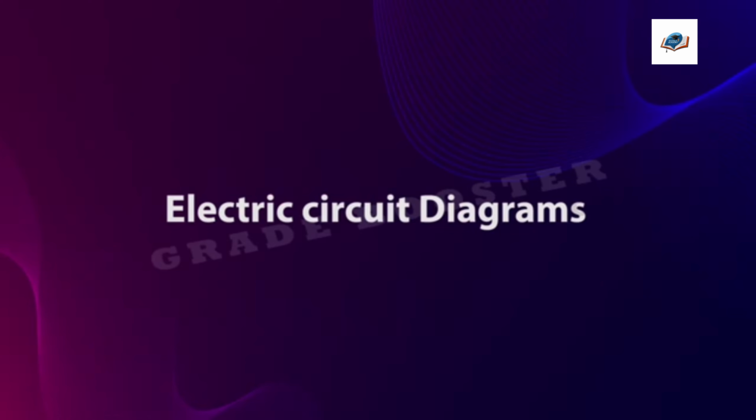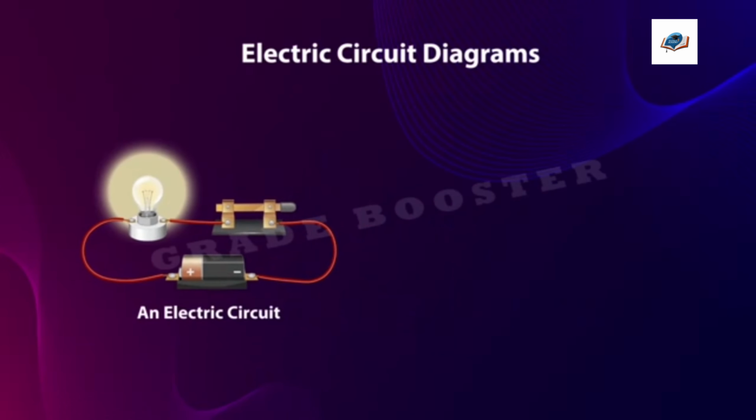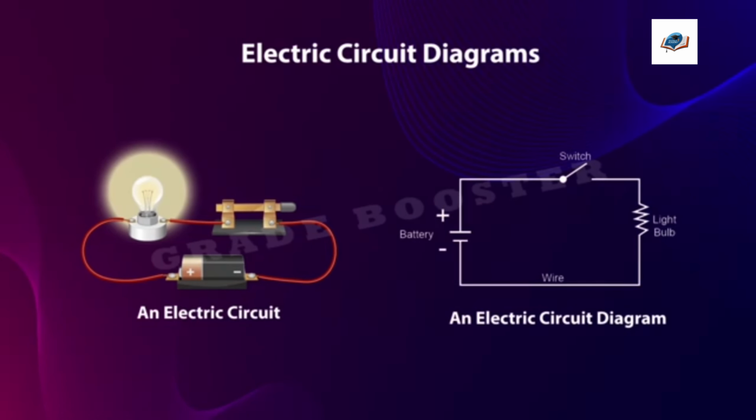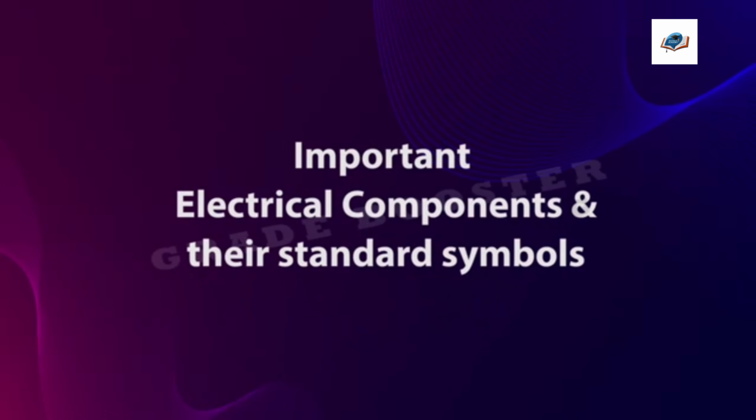Electric circuit diagrams. An electric circuit generally includes a cell or battery, a switch or plug key, electrical components, and connecting wires. To make it easier to understand, we often use a schematic diagram where the different parts of the circuit are represented by standard symbols. Now let us see the important electrical components and their standard symbols.